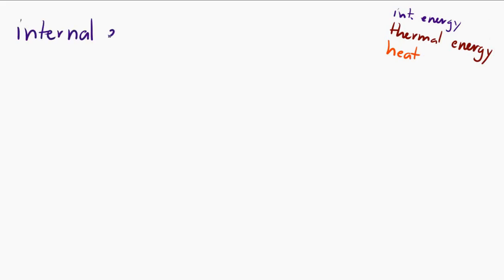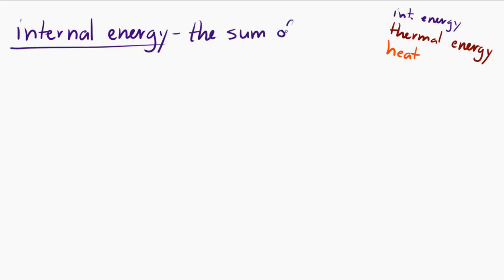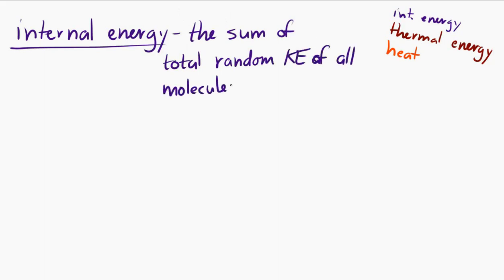Now let's look at 3 terms: internal energy, thermal energy, and heat. And we'll have to be careful with these 3 terms because in the scientific community even, they can be used in different ways. So let's try to be very specific about this. Internal energy refers to the total random kinetic energy of the molecules plus the total potential energy of all of the molecules in an object.